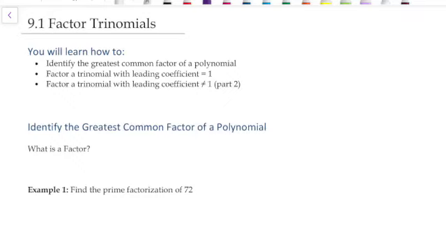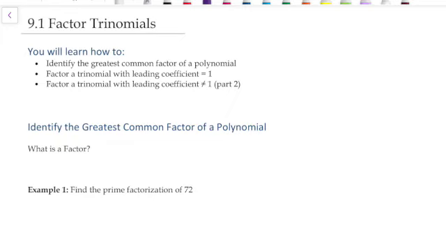I'm going to talk today about identifying the greatest common factor of a polynomial and factoring trinomials. We're only going to do in this video leading coefficients of 1, and then in the second part we will talk about leading coefficients that aren't 1. But first we need to start with identifying what a greatest common factor is. So we're going to start with numbers just as a review, and then we're going to do it with things that have variables in them.